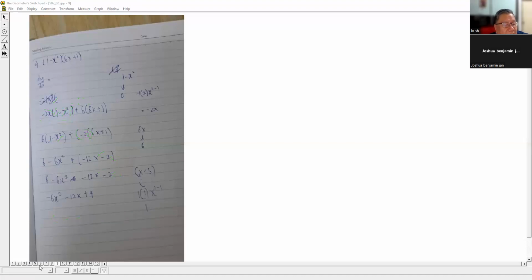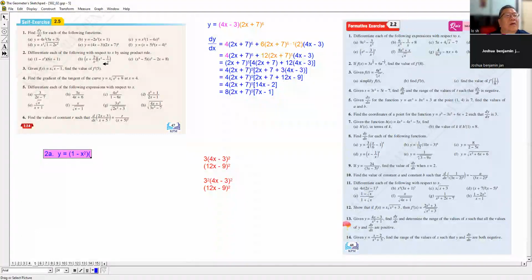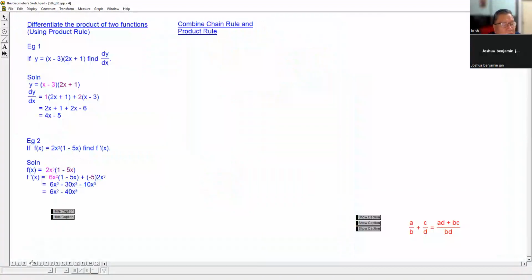Try another one. Oh, this one more difficult. I try the C. You try number 2C. If correct, then we can move on. If not, copy down this question 2C. Okay. Then you refer to this one again.